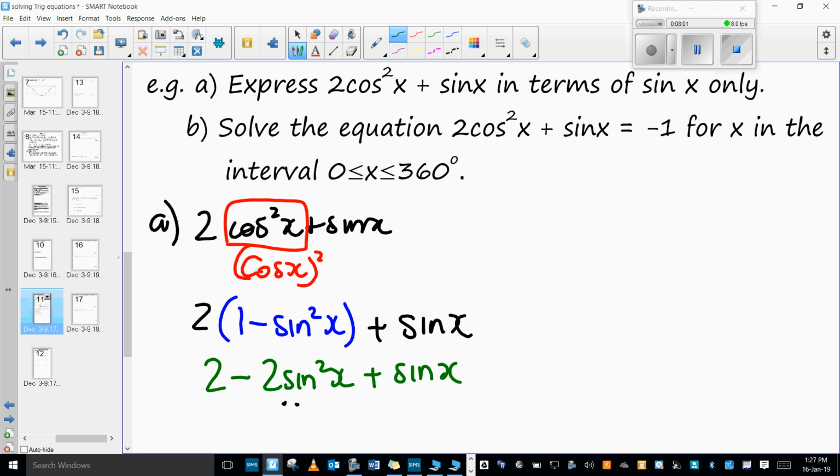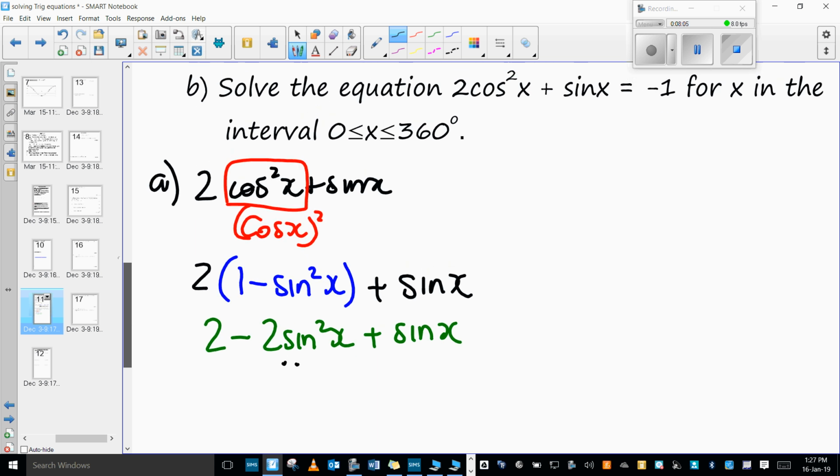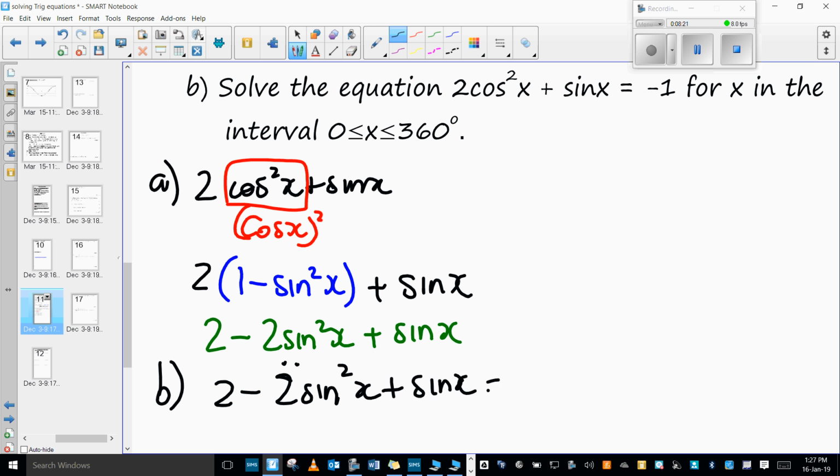So what we're going to do, rather than write 2 cos squared x plus sine x equals -1, I'm actually instead going to write 2 minus 2 sine squared x plus sine x equals -1. Okay, so instead of what they've written in their question, I'm writing my answer to part A, and that is equal to -1 instead.